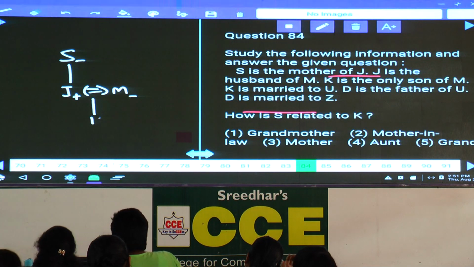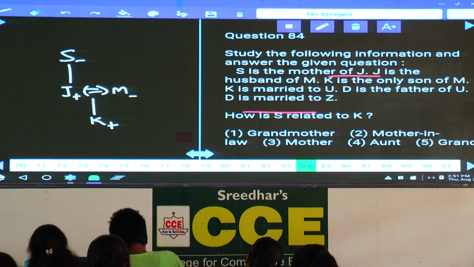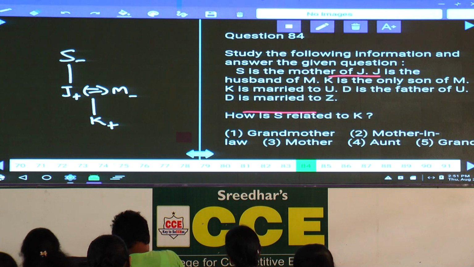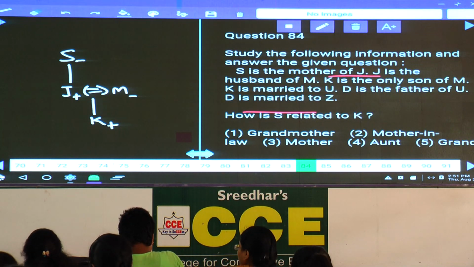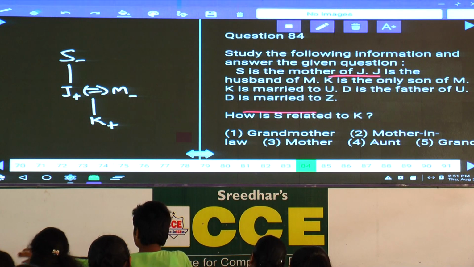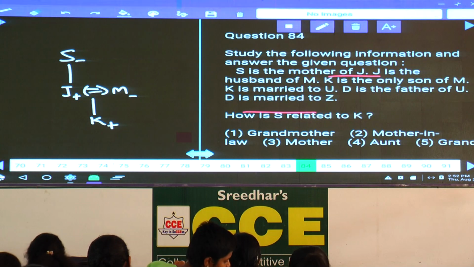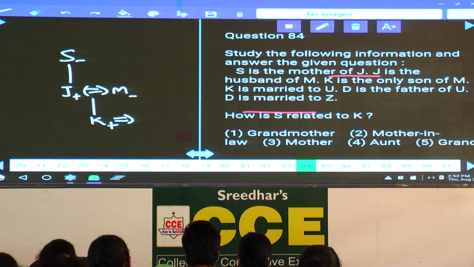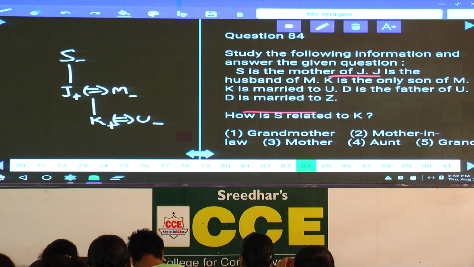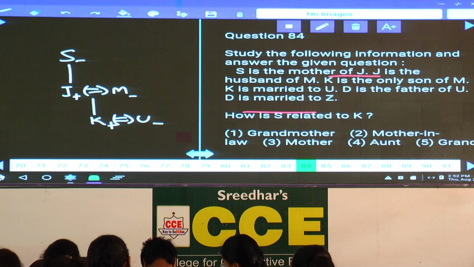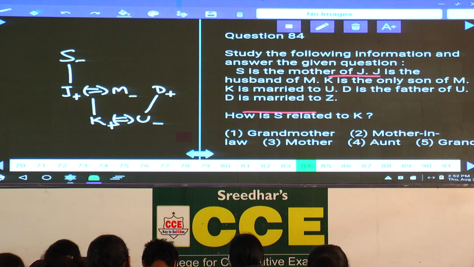K is the only son of M means how many children does M have? No information as of now, there can be as many children, but there must be only one son. And K is married to U. K is a male, hence U is a female. And D is the father of U.